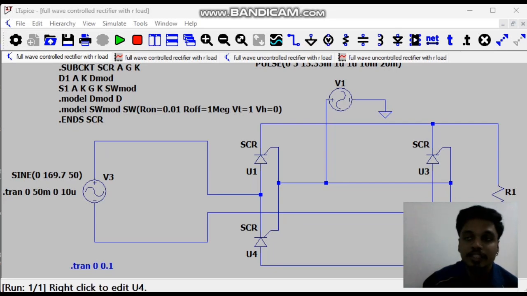In this video, I will explain the simulation results of a full wave controlled rectifier followed by a full wave uncontrolled rectifier with a resistor load. All the values are taken directly from the simulation waveforms, where the peak output voltage is under 170 volt.